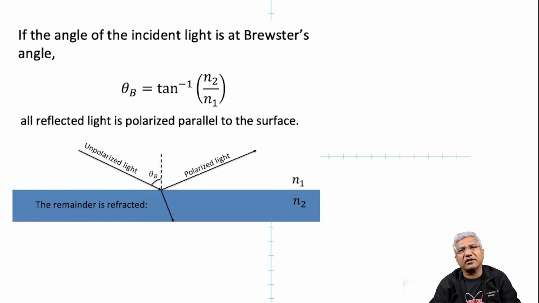So can you find the polarizing angle for glass, assuming it's air and glass? Yes, you can. n1 is that of air, which is 1, and n2 is for glass, which is 1.5 basically. So if you take tan inverse of 1.5 by 1, you will get the angle of polarization, or the Brewster angle, for glass.